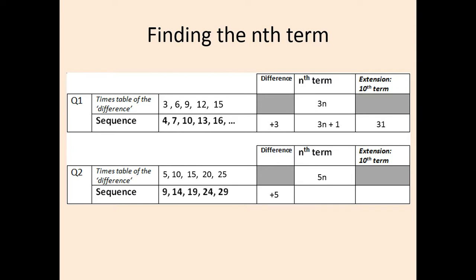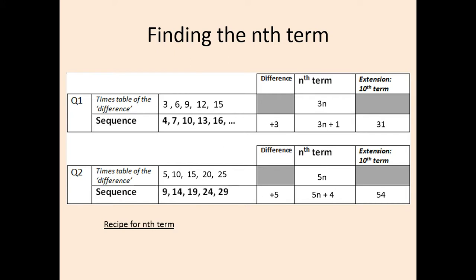Well, to get from 5 to 9, you add 4. To get from 10 to 14, you add 4. To get from 15 to 19, you add 4. To get from 20 to 24, you add 4. And to get from 25 to 29, you also add 4. So my nth term for the sequence 9, 14, 19, 24, 29 would be 5n plus 4. And then to work out the 10th term, you do 5 times 10, which is 50, plus the 4 gives me 54. Okay?